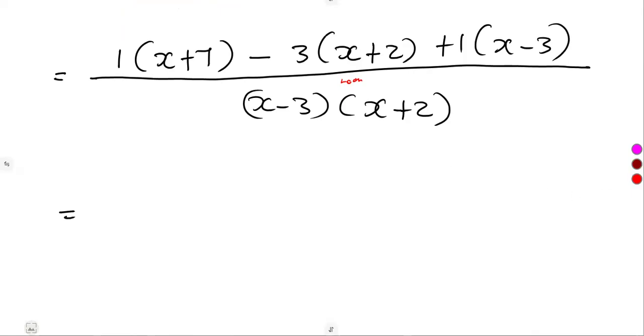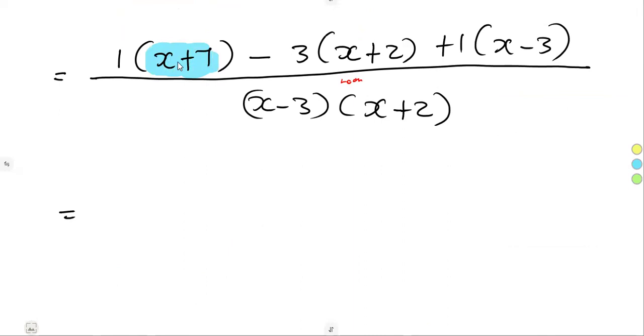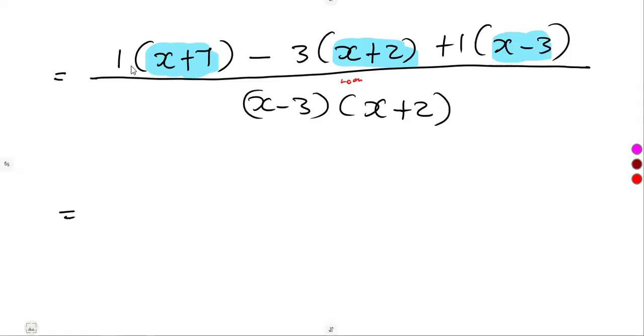Okay, expand the brackets. Distribute the first bracket of x plus 7, we're going to multiply it by 1. There's a bracket of x plus 2, multiply by negative 3. There's a bracket of x minus 3, multiply it by positive 1. So that's it. 1 times x, that's x. 1 times 7, which is 7. Minus 3 times x, that's minus 3x. Minus 3 multiplies the 2, which is minus 6. We are done with this one.